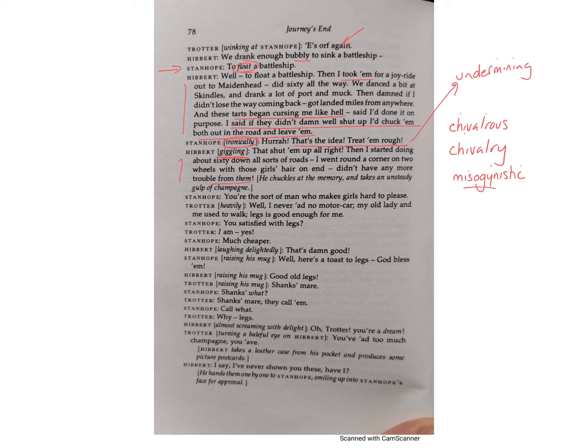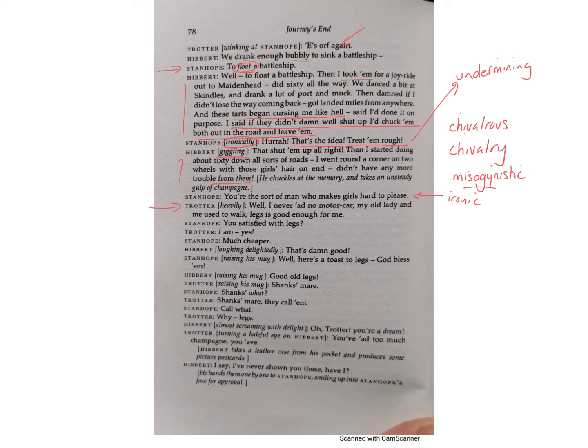And then he slugs it down with another gulp of champagne. "So you're the sort of man who makes girls hard to please." Again, that's another ironic comment from Stanhope. He's saying, oh yes, being out with you would make the ladies complain. Girls would be hard to please, they'd always complain about that sort of treatment.